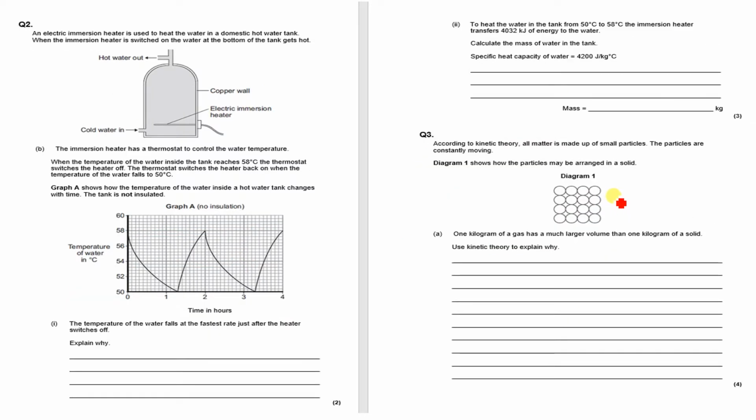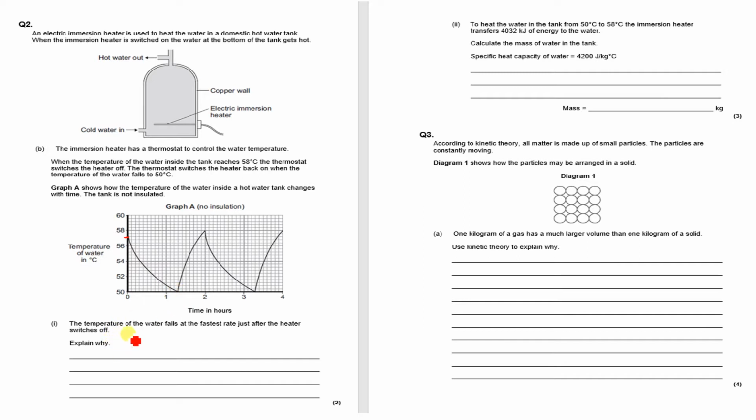Okay, so an electric immersion heater is used to heat the water in a domestic hot water tank. When the immersion heater is switched on, the water at the bottom of the tank gets hot. Right, so what's it going to ask us in this question? Graph A shows how the temperature of the water inside a hot water tank changes with time. The tank is not insulated. So the temperature starts off here, which is around 57 degrees C. The temperature of the water falls at the fastest rate just after the heater switches off. So it's gone from 57 and it's gone down to 50 degrees C.